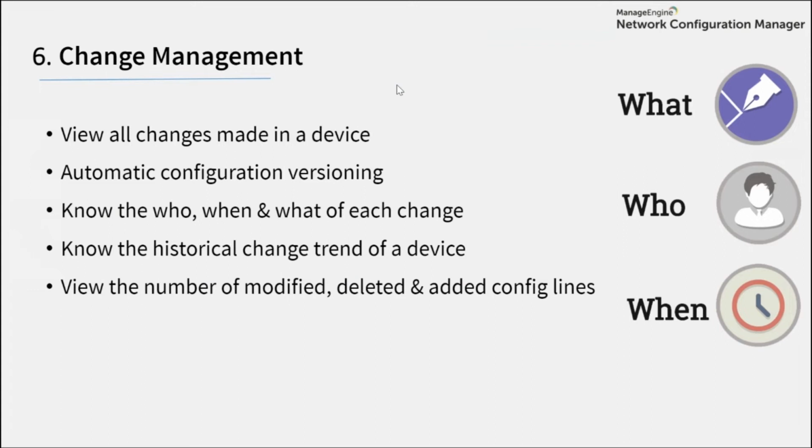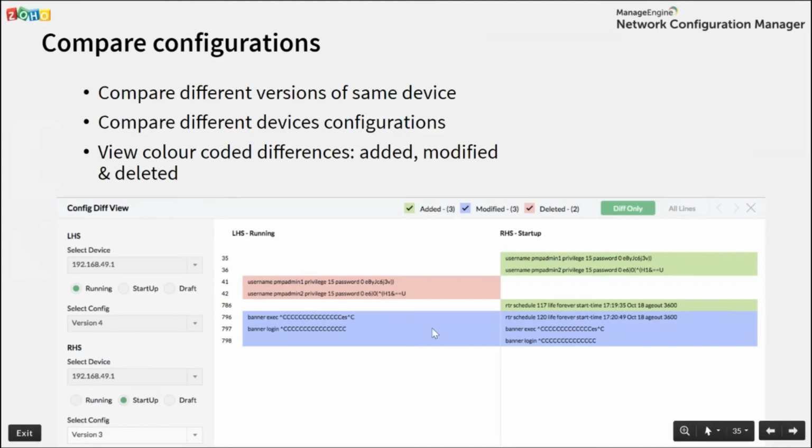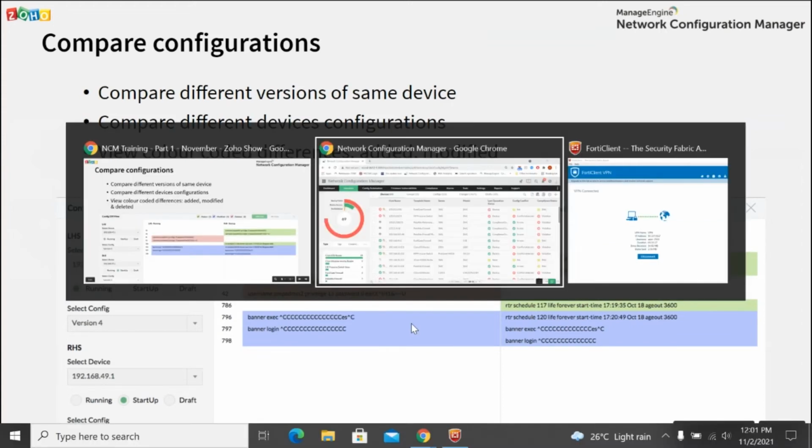Using the change management capability, you can view all the changes made in a device. You can view the configuration files that are incrementally versioned, along with who changed them, what was changed, and when it was changed. You can also look at the historical change trend of that particular device. Using the diff view, you can view the number of lines modified or deleted. This is how the diff view works: you can compare two different configuration versions of the same device or configurations of different devices, and the changes are color coded. Let me quickly take you through all of this on the UI.